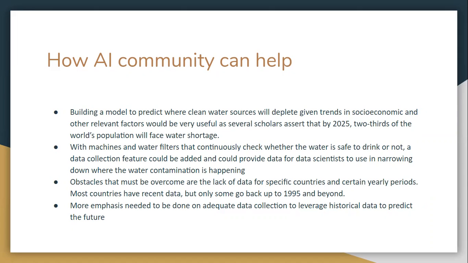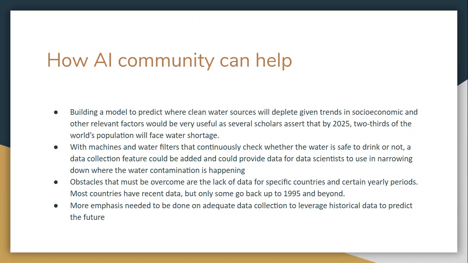The modeling could be aided by using machines and water filters that continuously check and report whether the water passing through their system is safe to drink or not. This data collection feature could be very useful for data scientists to use in narrowing down where water contamination is happening and what sort of factors are very important to investigate.